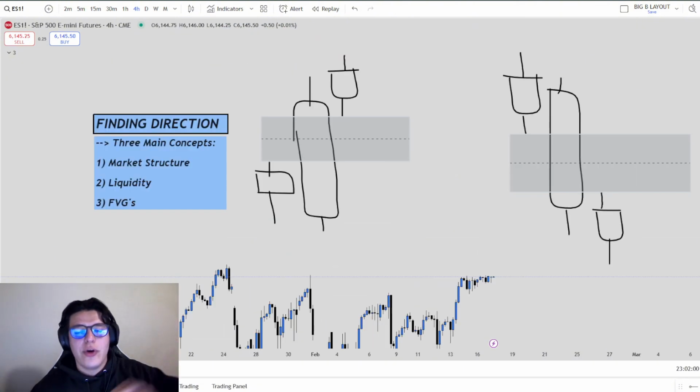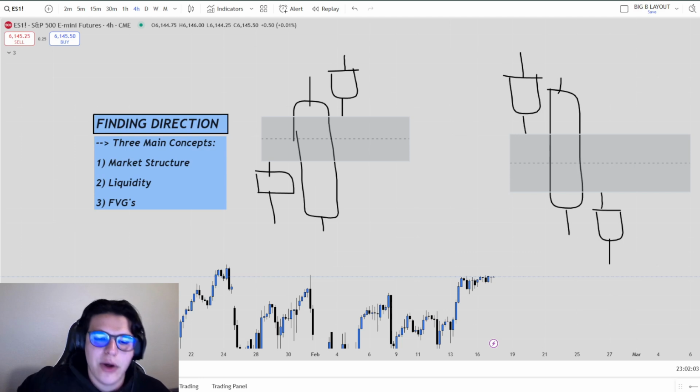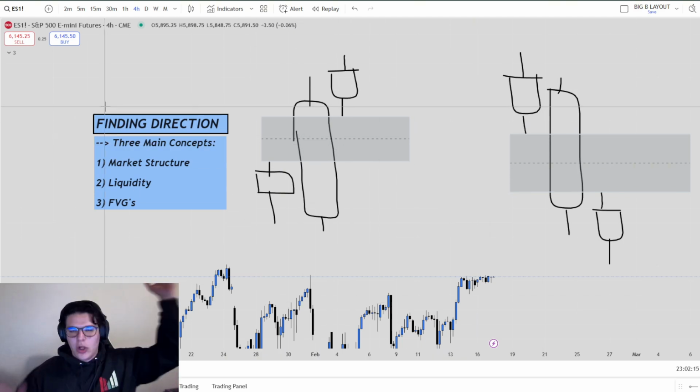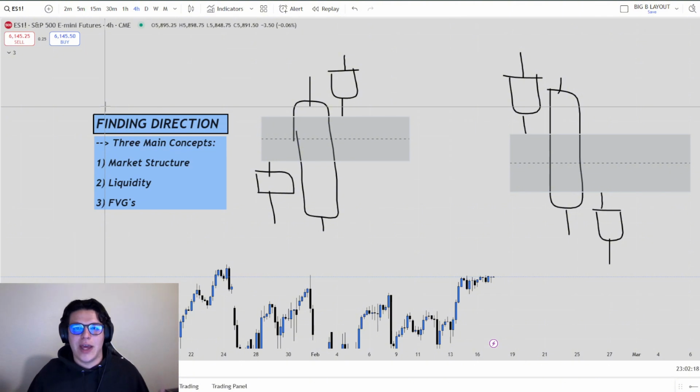All right. So the third and final concept that we're going to be covering is fair value gaps. And just to repeat it really quickly, the reason for this is the market generally likes to do one of two things. It will seek out areas of liquidity, or it will seek out to rebalance inefficiencies or imbalances, which are all interchangeable terms for fair value gaps. Now, what are fair value gaps and how do we actually find them?